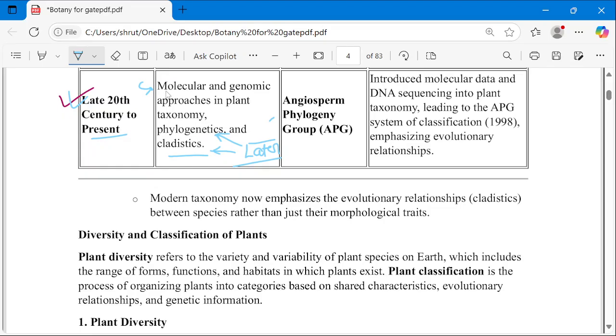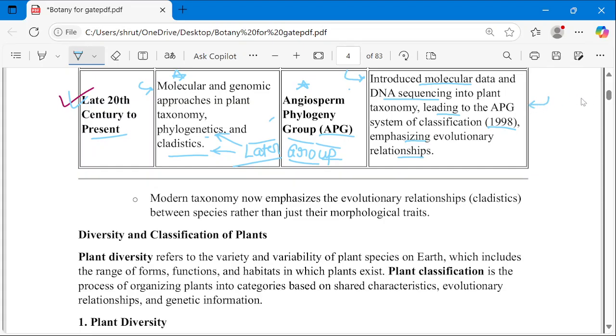So here, from the 20th century to the present, there were molecular and genomic approaches in plant taxonomy, phylogenetics and cladistics. In this, the Angiosperm Phylogeny Group, the APG. This APG is not given by a single scientist, it is given by an international group of scientists. They introduced molecular data and DNA sequencing into plant taxonomy, leading to the APG system of classification in 1998, emphasizing evolutionary relationships.